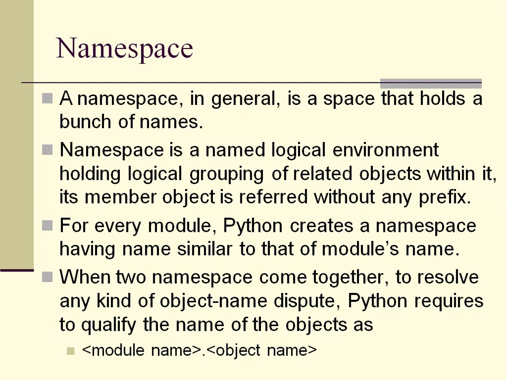Okay, how do we define this namespace? In programming terms, a namespace is a named logical environment holding a logical grouping of related objects within it. Its member objects are referred to without any prefix. To understand it, let's go back to functions, where we discussed the concept of a separate memory space being created in every function call.